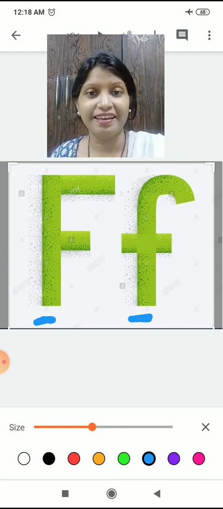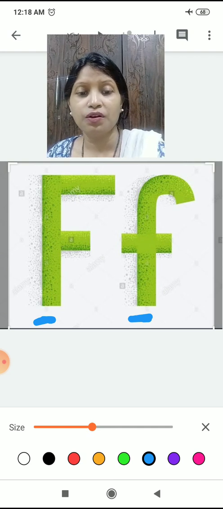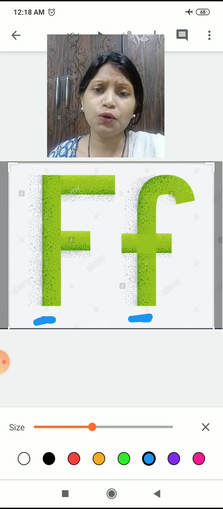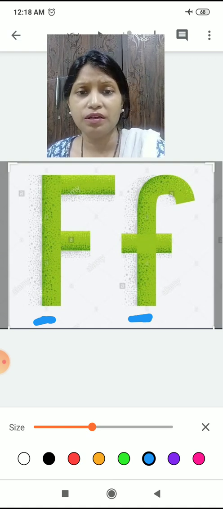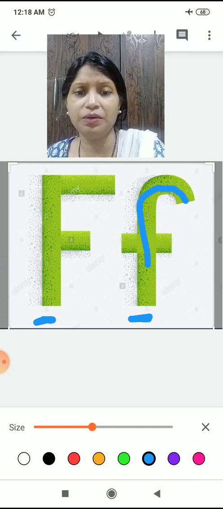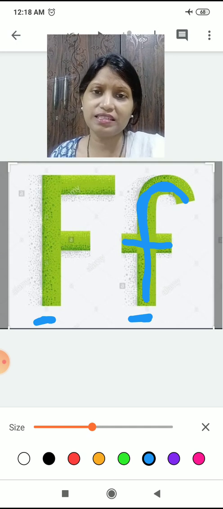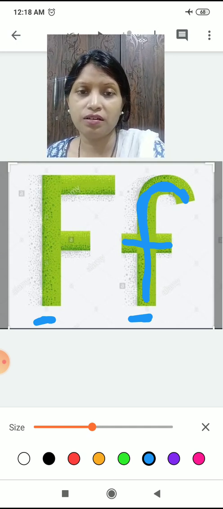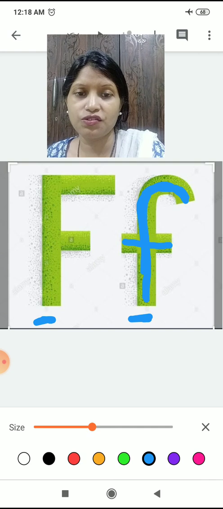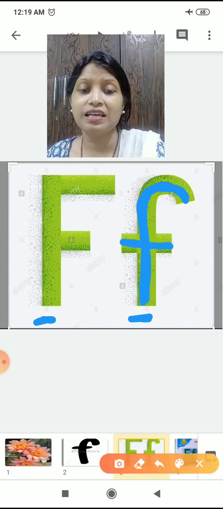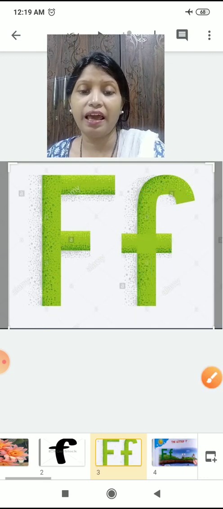Okay, children? Now, small f, how do you write it? Yes, it looks the same as a capital F, but a little bit different. You have to make a curved line and then a straight line, then a slipping line. One curve, then a straight line, then a slipping line. So that is the small alphabet F.